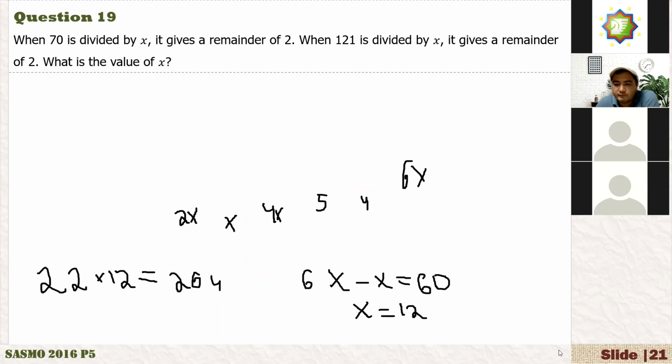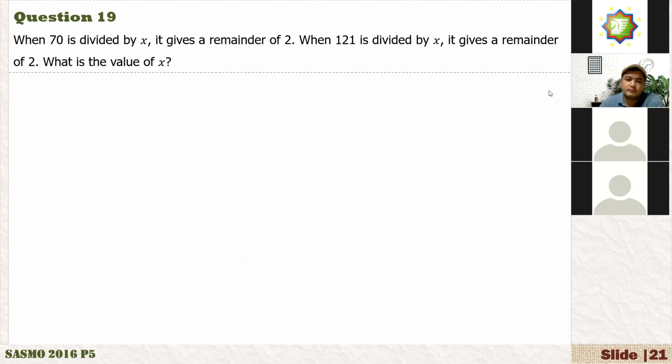When 70 is divided by x, it gives a remainder of 2. When 121 is divided by x, it gives a remainder of 2. What is the value of x?